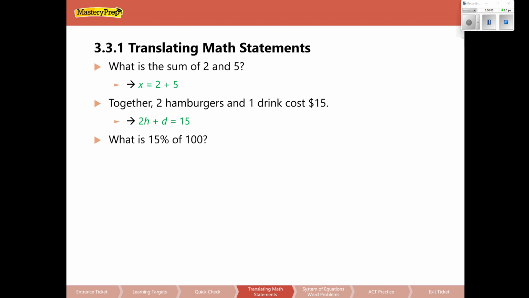What is 15% of 100? So this is the last one we'll do. So what would be our x? Equals 15 as a decimal is 0.15 times 100. So we'll stop here for now.